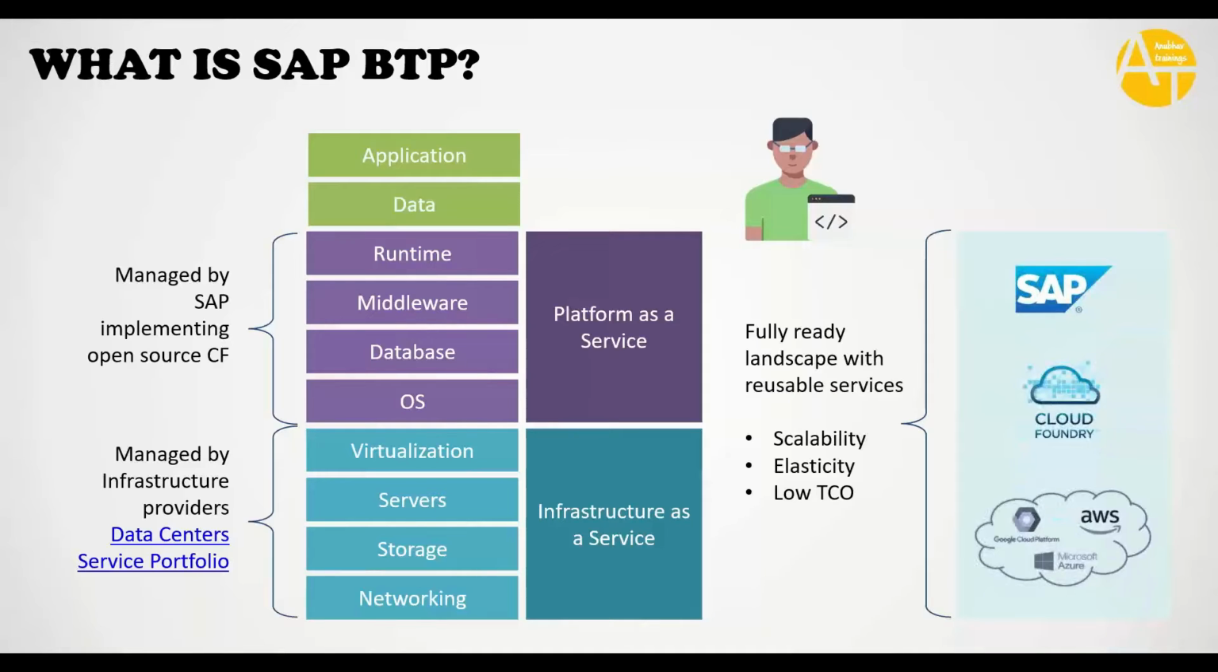BTP is a fully ready landscape with reusable services, which offers scalability, elasticity, and low total cost of ownership, or low initial investment, for developers, companies, and development teams to get started. The predominant infrastructures offered underneath BTP are GCP, Google Cloud, Amazon Cloud, and Azure. In the next episode, when I show you setting up a BTP account, I will show you all the details about data centers and infrastructure. This is just an introductory session, a demo session, so I'm not going into too much detail.